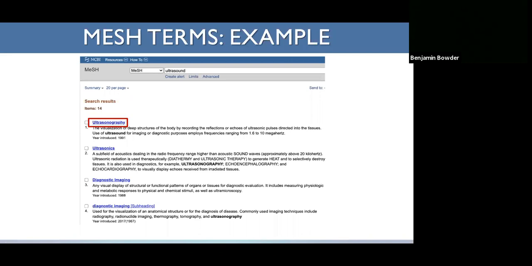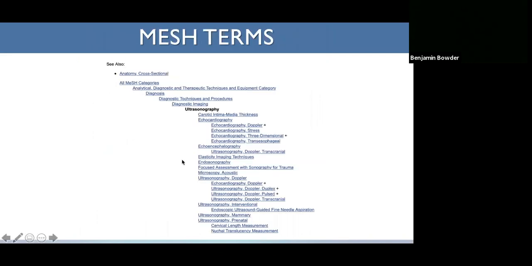And then if you scroll all the way down to the bottom, you'll see a tree like this, which shows where the term fits in the hierarchy of other MeSH terms. So ultrasonography falls right in the middle, and terms above it are more broad. So if we think about terms that are more broad than ultrasonography, we think about diagnostic imaging, which would encompass CT scans, x-rays, all sorts of diagnostic imaging tools.